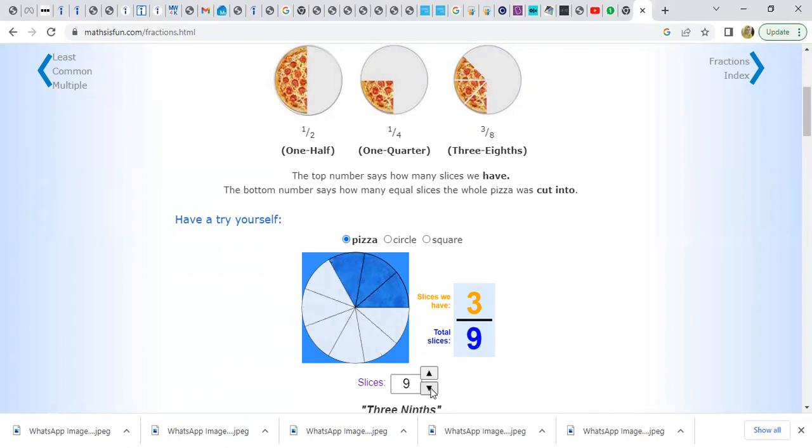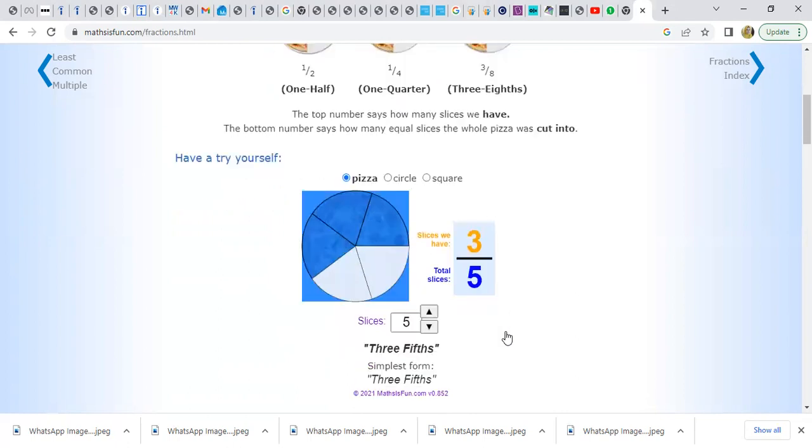Suppose I have 9 slices in my pizza and I have taken 3 slices. So it would be 3/9, okay? Suppose you have 5 slices in your pizza. So you can say out of 5 we have taken 3 slices. So you can write it as 3/5.